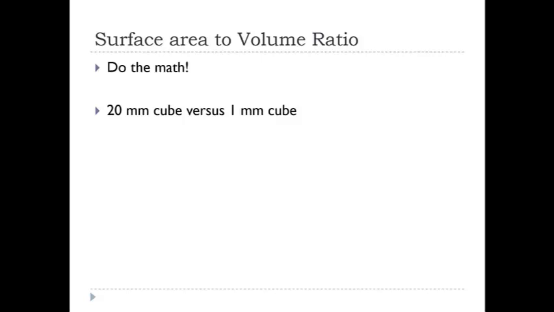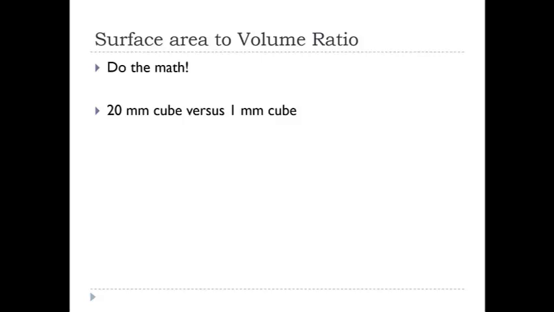So if we look at the larger cell, that's a 20 millimeter cube, and we calculate the volume, it would be 20 by 20 by 20. That would be 8,000 millimeters cubed. And the surface area would be 20 by 20 is the area of one side, so 400 times the 6 sides, or 2,400. So that ratio ends up being less than 1, whereas the ratio of the smaller cell is 6.